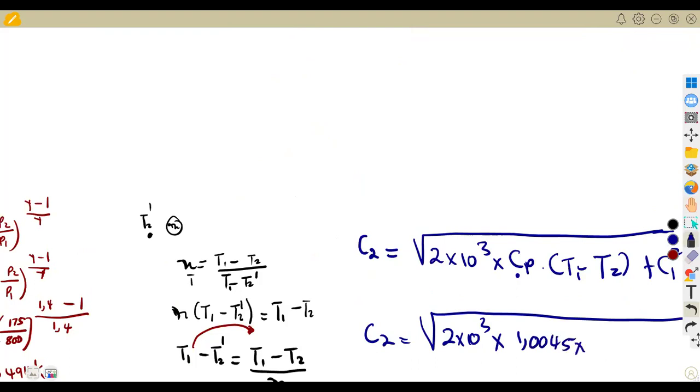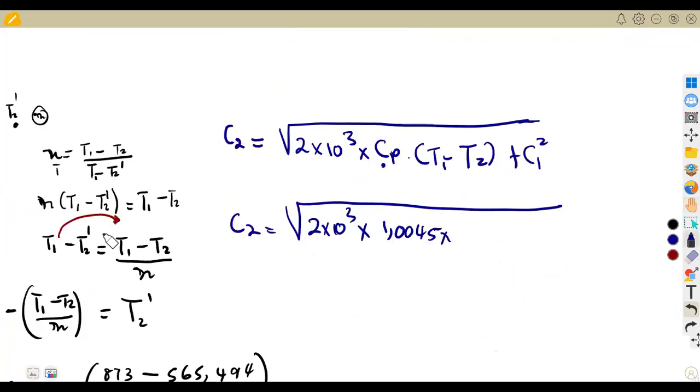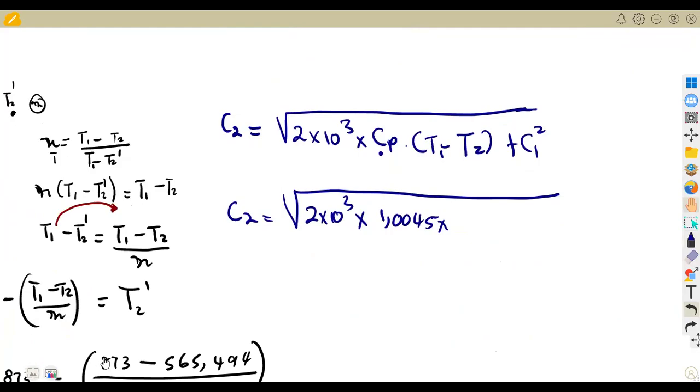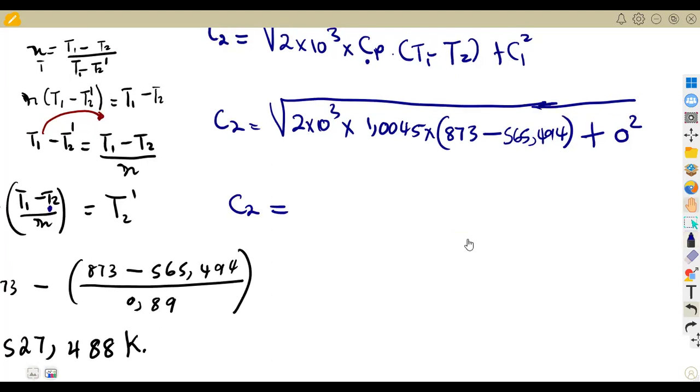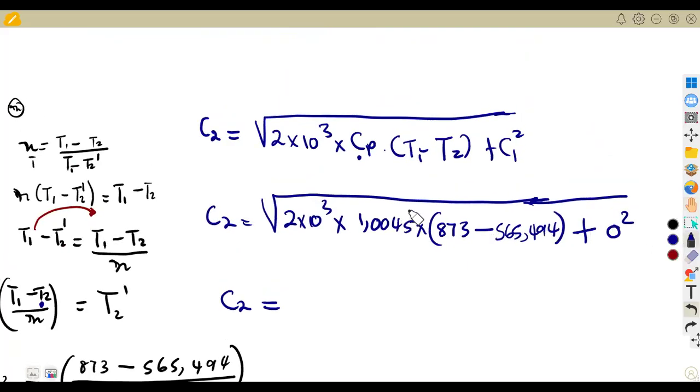So that's 1.0045 times the temperature difference. Remember T1, guys, we talked about this. T1 was 873. We also used it here, 873. So this is 873 minus T2, which is 565.494. The difference in temperatures, we had this before, plus C1. Remember, we do not have the inlet velocity. We are told that it's negligible. Whenever it's negligible, it's a 0 there. So that gives us the velocity at the exit, which is 785.9895, so 785.990 to 3 decimal places, in meters per second. Remember, this is velocity, in meters per second.